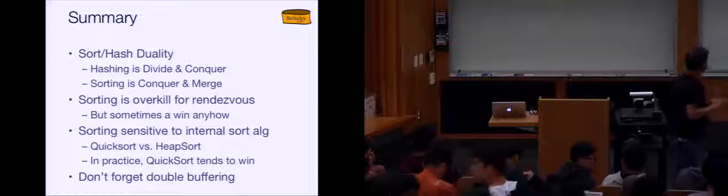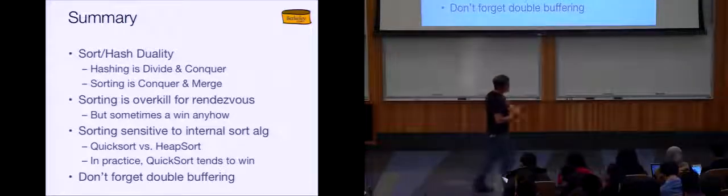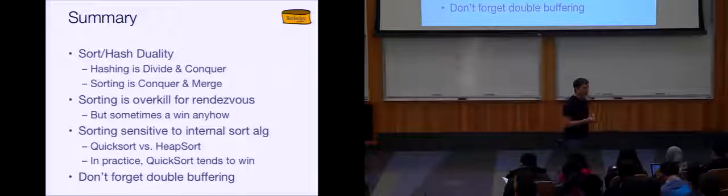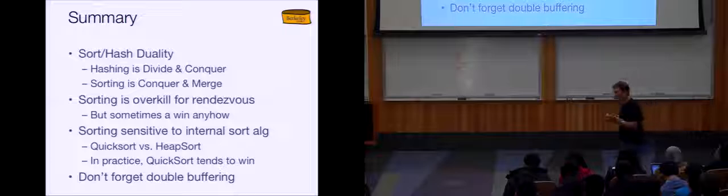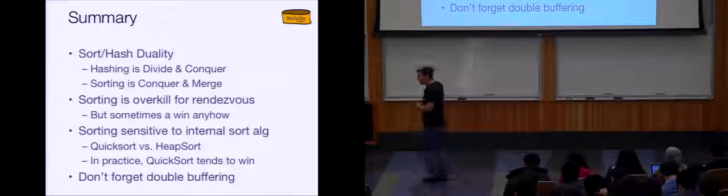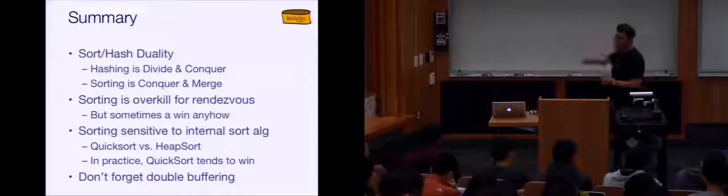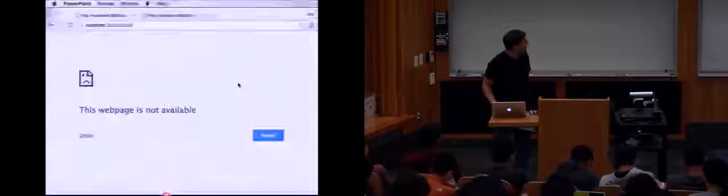Okay. Sorting is sensitive to your internal sort algorithm. We looked at quicksort versus heap sort. In practice, quicksort is fast enough that even though you get fewer runs out of heap sort, it's probably not worth it. Probably. And then in general, keep in the back of your head this double buffering trick for streaming algorithms. It's a very handy thing to make your I/Os go faster. All right, that is it.